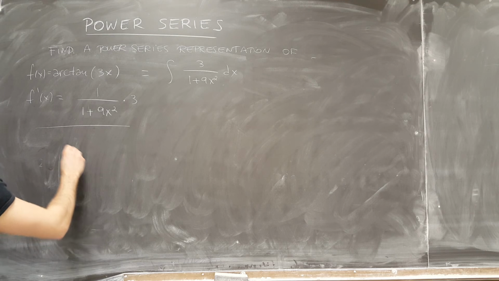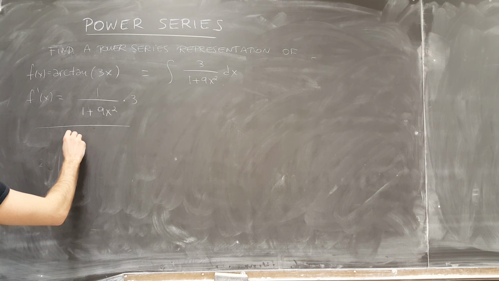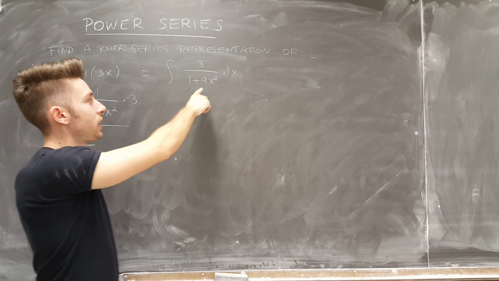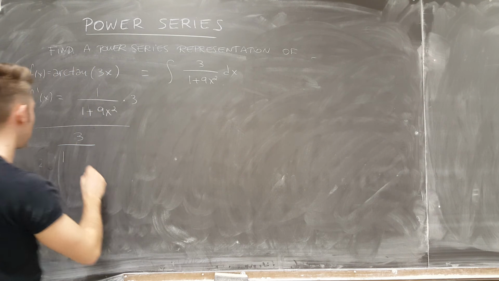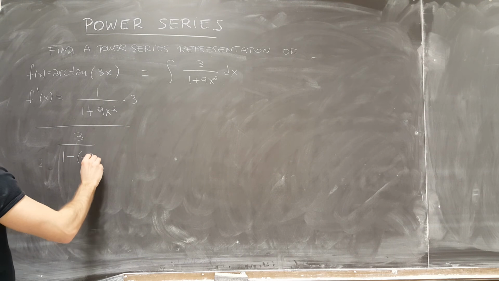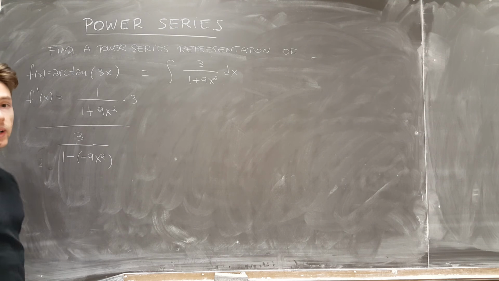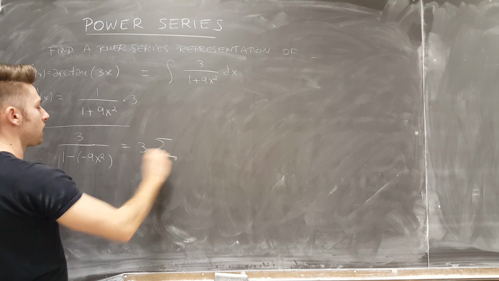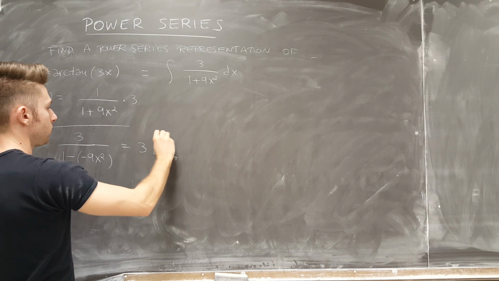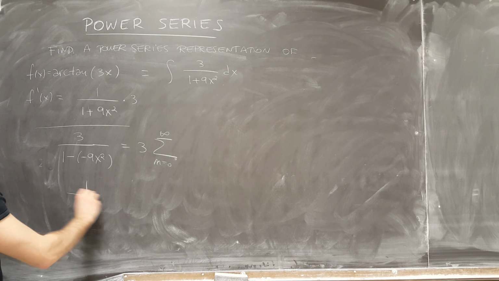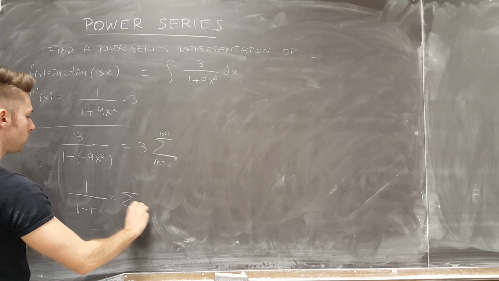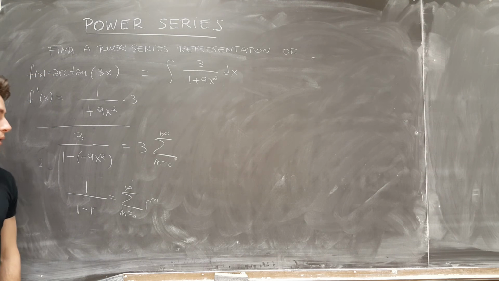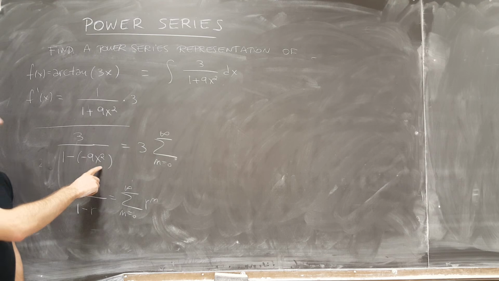So I already have the 1. I need to see this as a difference. So this is going to be 1 minus 9x squared. And so I have 3 times the sum. Remember, I'm using this formula, where r is minus 9x squared.